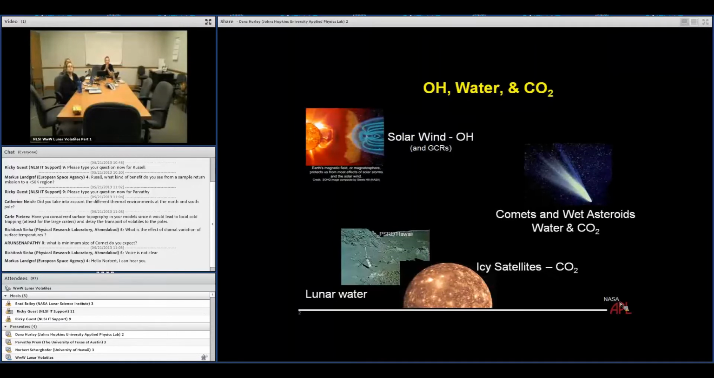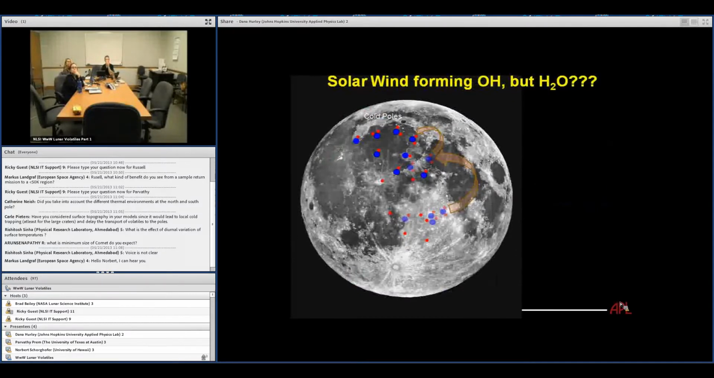Anyway, OH, water, CO2, just a standard slide that shows, yes, solar wind can produce OH. Comets and wet asteroids deliver both water and CO2, and of course you have internal water on the moon, and on icy satellites there's some thought that the CO2 detected there can be internal as well. All right. So solar wind forming OH, but H2O? This is a question that's still open, and even in this room we debate about whether you can form H2O or not from solar wind.